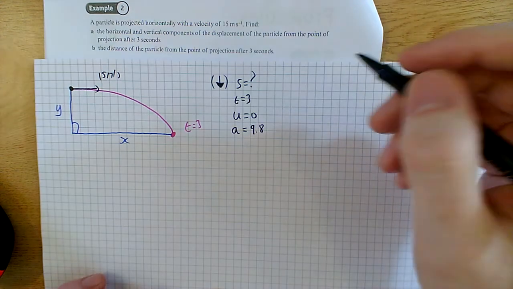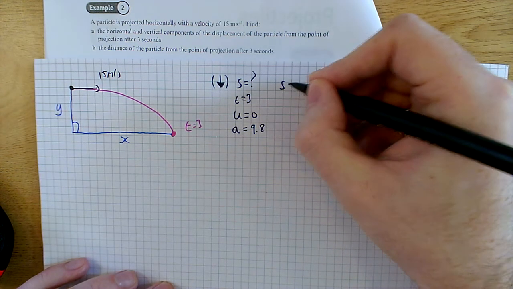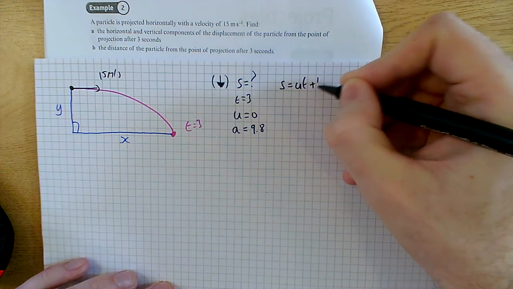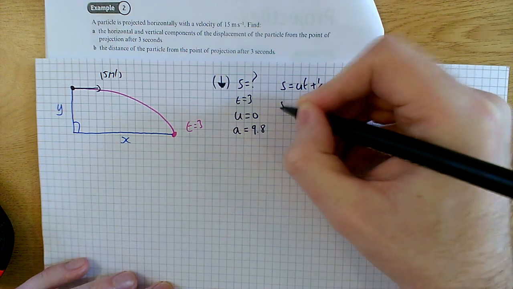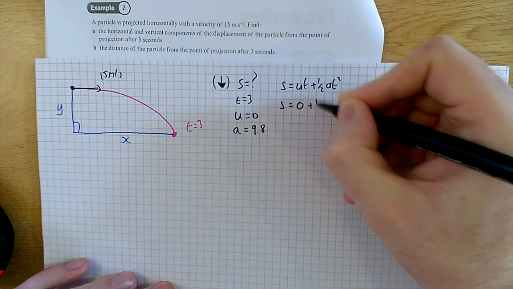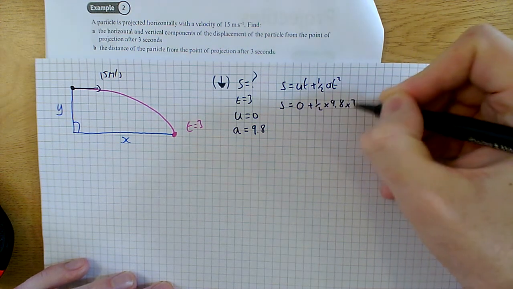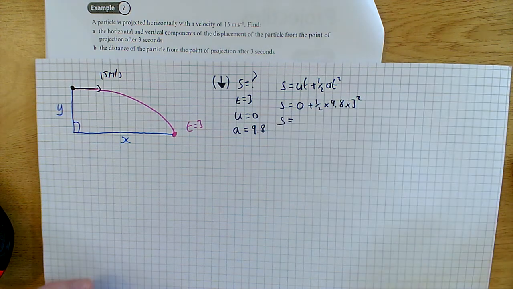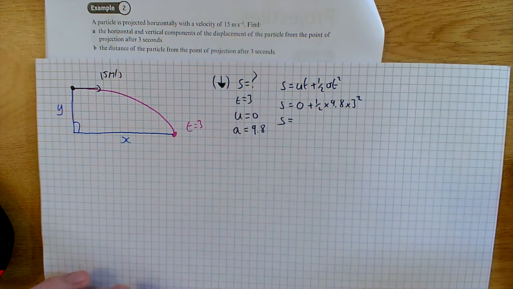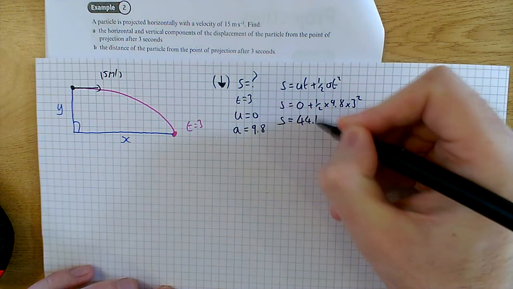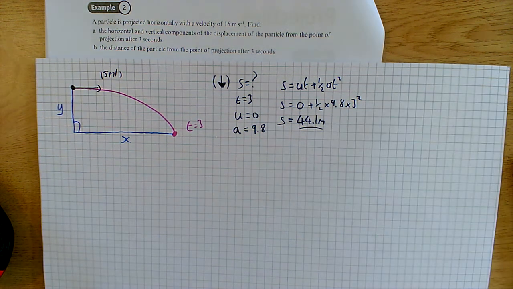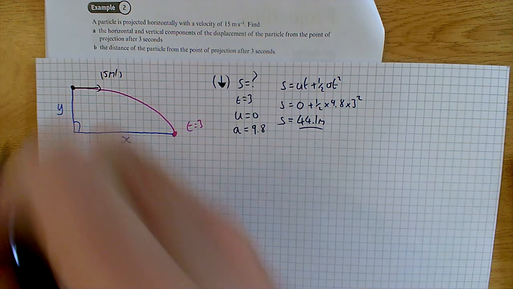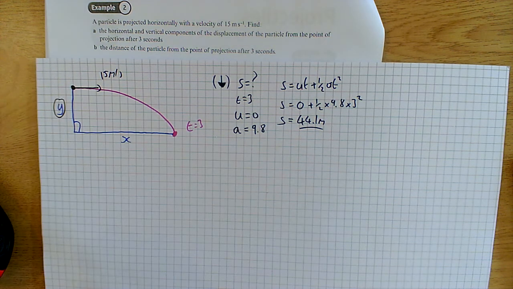So let's find that. If we use the formula for s, s is ut plus 1/2 at squared. So this is 0 because u is 0, plus 1/2 times 9.8 times 3 squared. Pop that into our calculator: 0.5 times 9.8 times 9 is 44.1 meters. So that tells us that we're 44.1 meters below where we started. That's this y value here, and this length here will be 44.1.